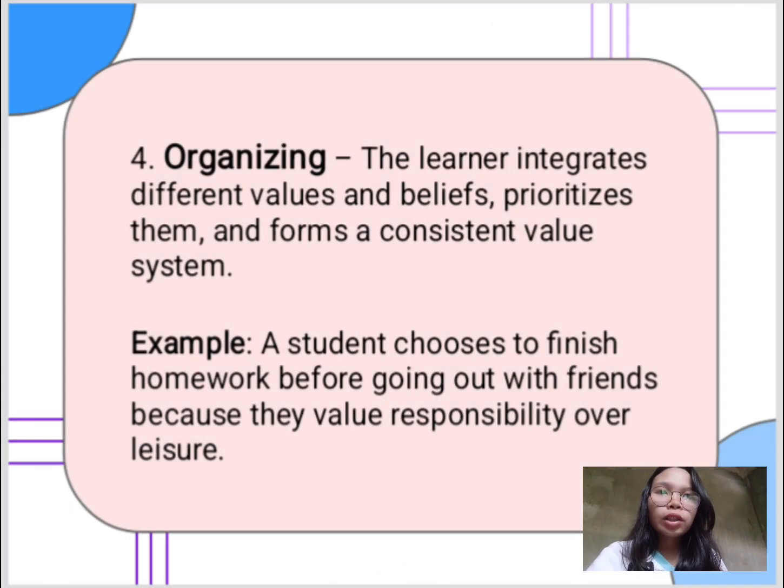So number four is organizing. The learner integrates different values and beliefs, prioritizes them, and forms a consistent value system. So at this level, the learner integrates different values and organizes them into a personal value system. The learner can prioritize values and make decisions based on them. So for example, a student chooses to finish homework before going out with friends because they value responsibility over leisure.